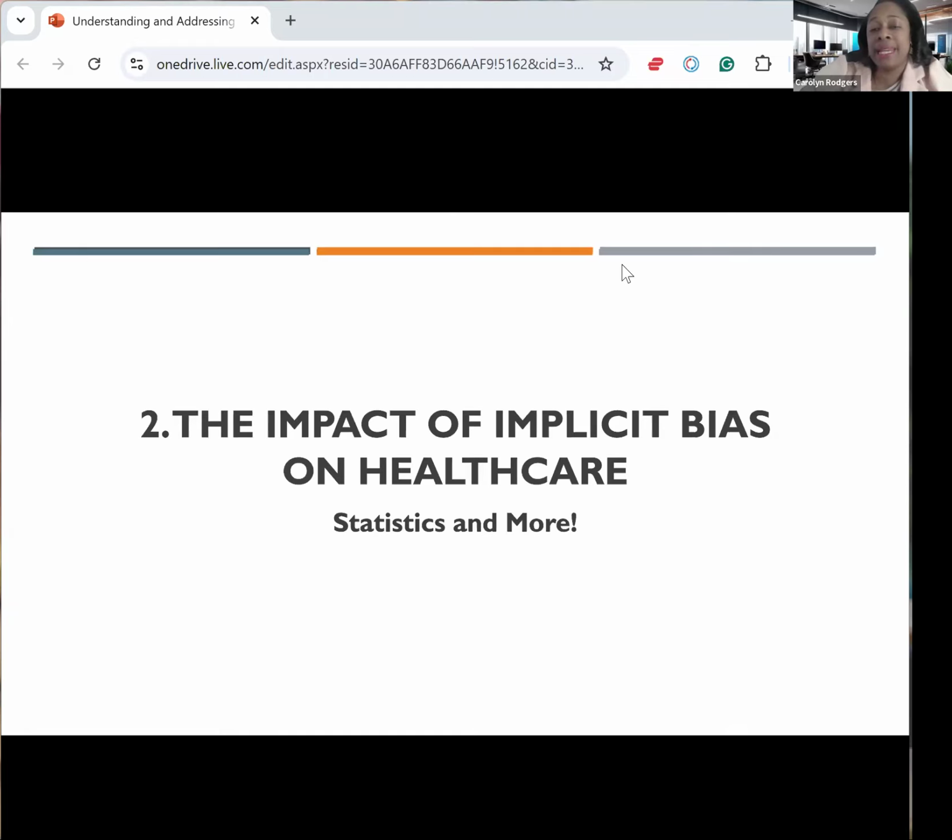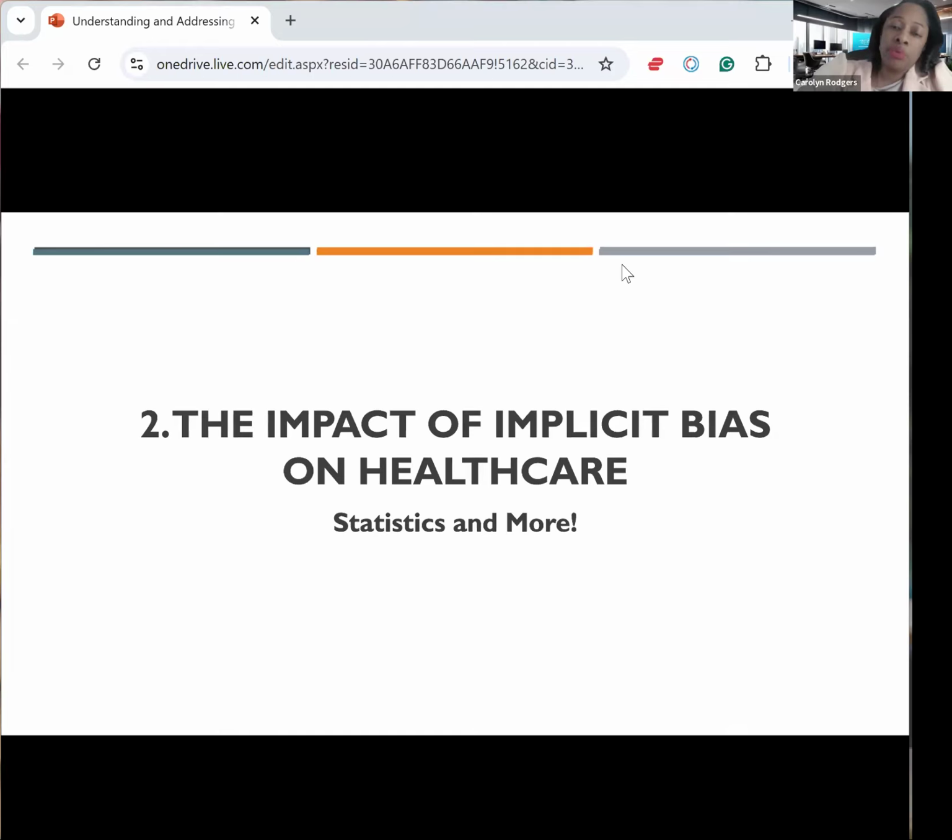Reduced patient trust and satisfaction. Patients who perceive bias are less likely to trust their providers, and then they're less likely to follow their treatment plans. They're also less likely to seek care in the future because they can see when they feel someone does not have their best interests in mind, or that they're being prejudged because of their race, ethnicity, or background. There's also poor communication and feelings that they are being dismissed and disrespected. And again, you find that there's reduced patient engagement.